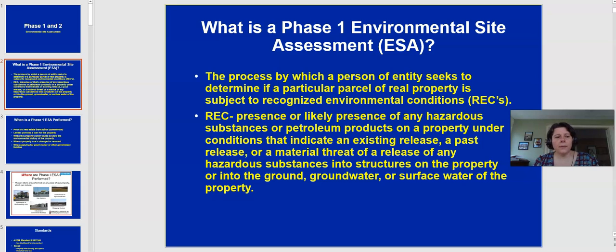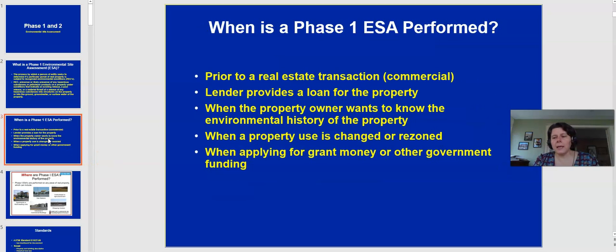There is a set procedure for doing this, and I can upload the ASTM standard for doing a Phase 1. It's a very prescribed type of program. A lot of consulting firms will have a very set method for how they do it and how the report will look. They look at prior real estate transactions and at lenders providing loans on the property.